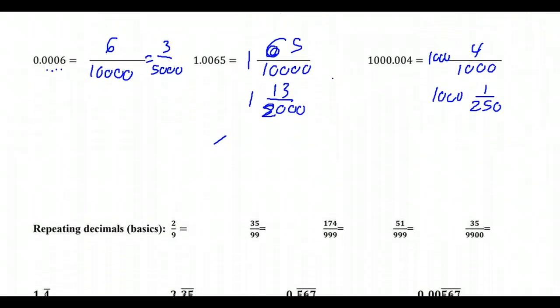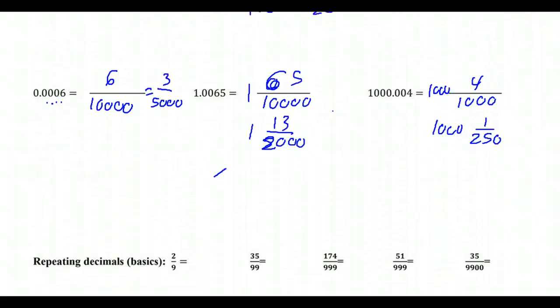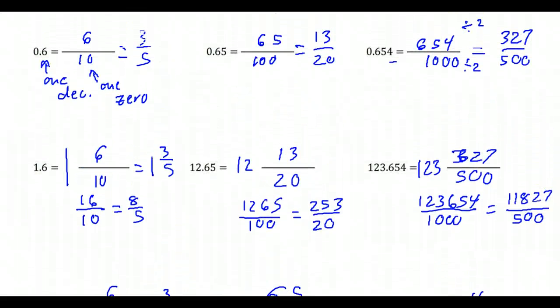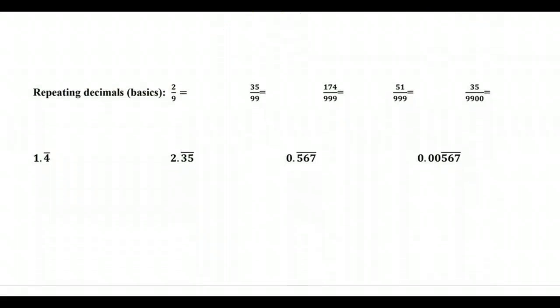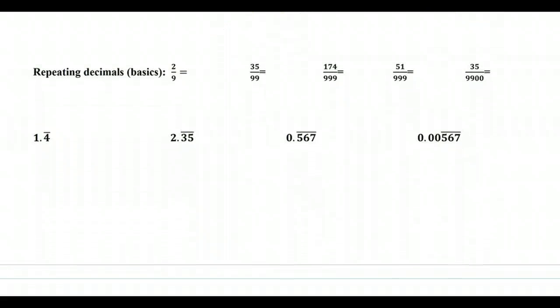All right, last part that we have here, this is called repeating decimals. So all of these up here are rational ending decimals. And then down here we have more rational numbers, and these are repeating decimals.